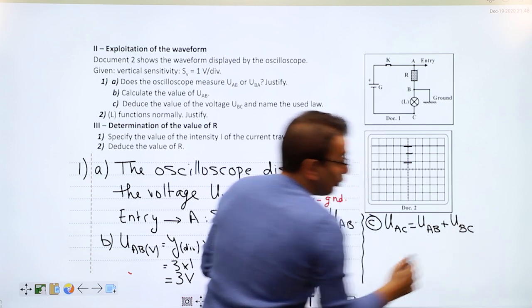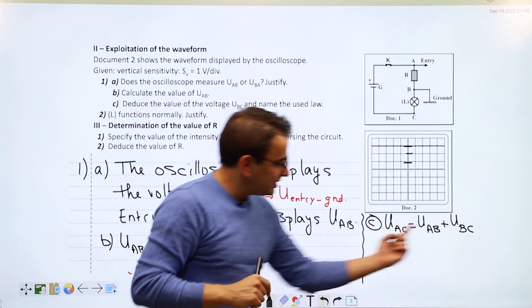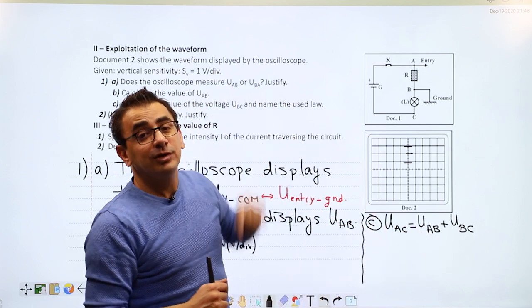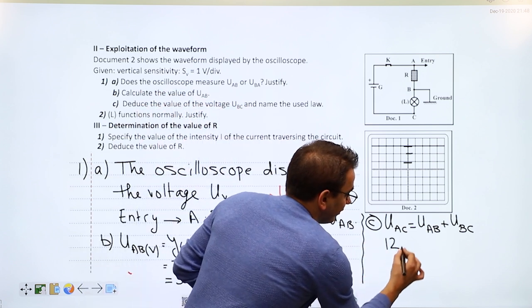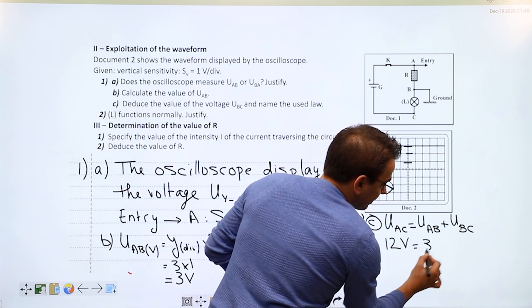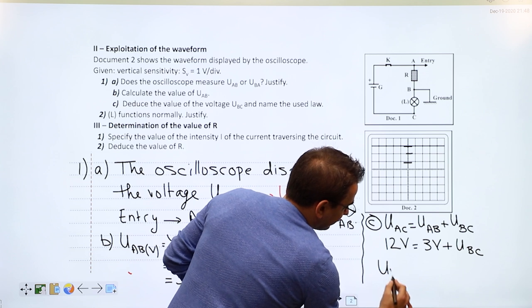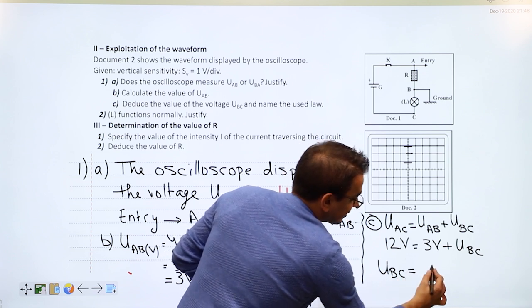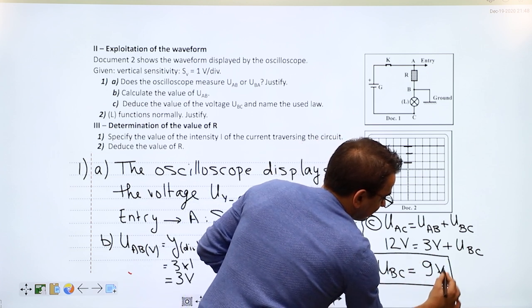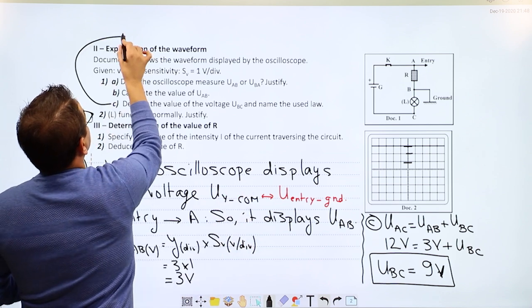Notice, when you use circuit points, you can skip the idea of being in series. It shows itself when you write it like that. Now, UAC is given to be 12 volts. So 12 volts equals UAB, just calculated to be 3 volts, plus UBC. If we simply do the math, UBC equals 12 minus 3, which is 9 volts. Frame the final result. Now, what do you notice about the lamp?